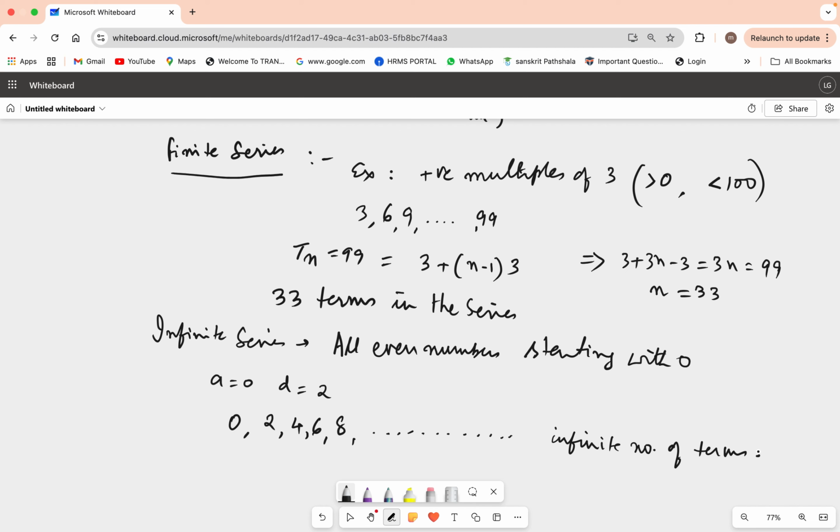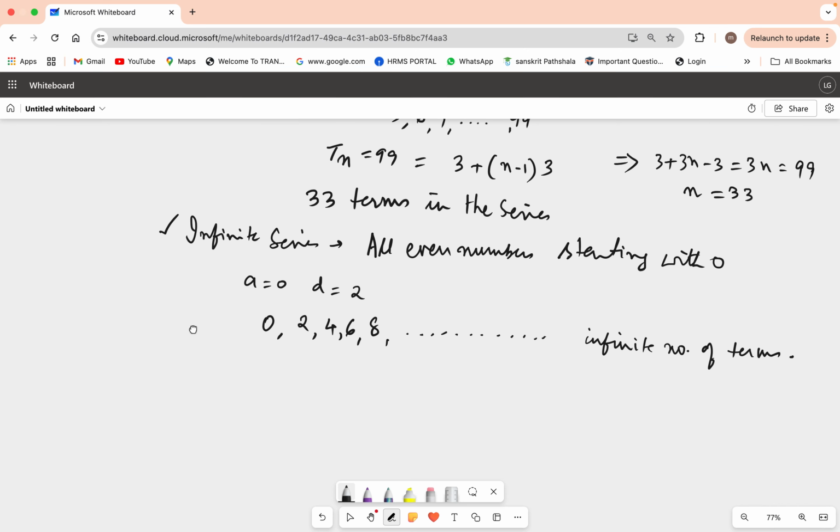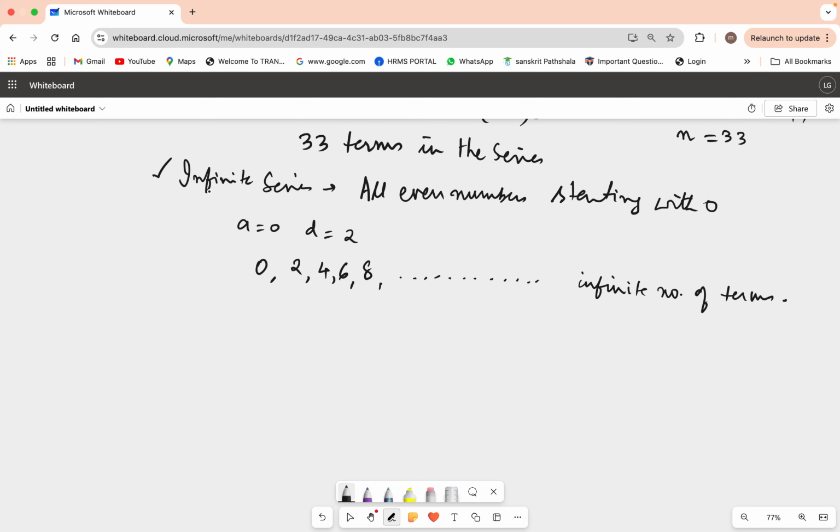So, this is called infinite series. You have understood the difference between finite series and infinite series. Having completed this, we have obtained a finite series in the above example: 3, 6, 9 up to 99. Let us take that to work on the sum of terms.